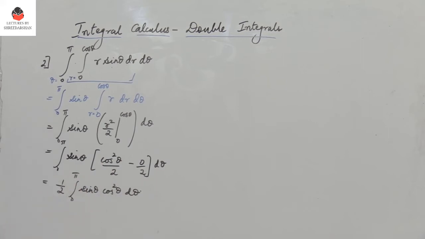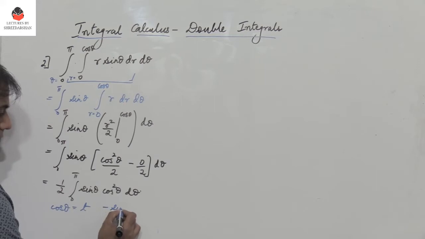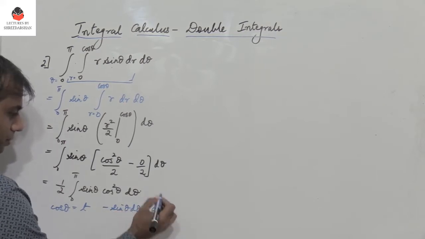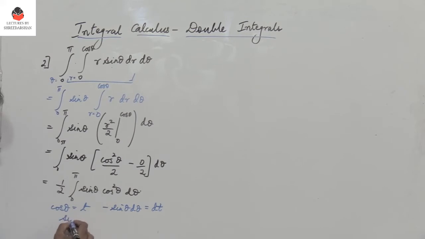Now how do I proceed with the integration? So you have sine theta and then you have cos square theta. So here we have to do substitution. So put cos theta equals t. So differential of cos theta is minus sine theta. Therefore minus sine theta d theta equals dt. So what is sine theta d theta? Sine theta d theta is nothing but minus dt.